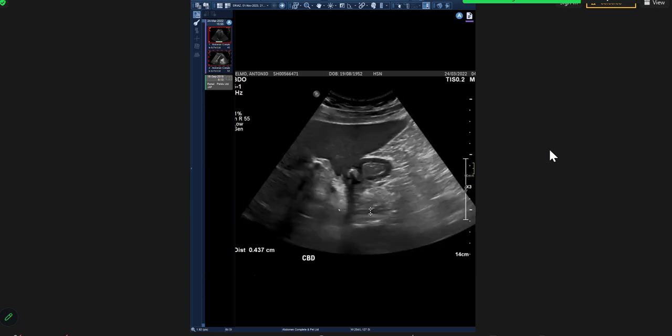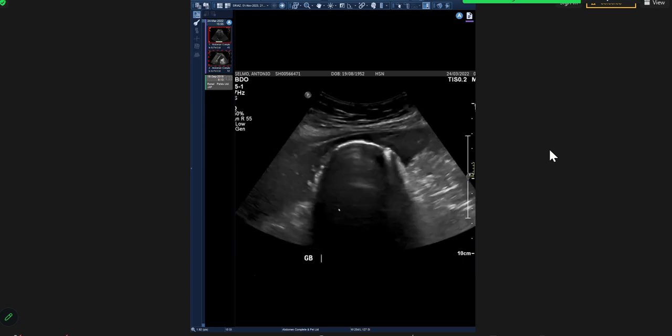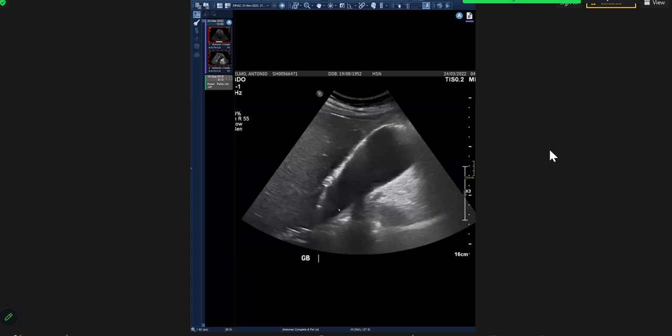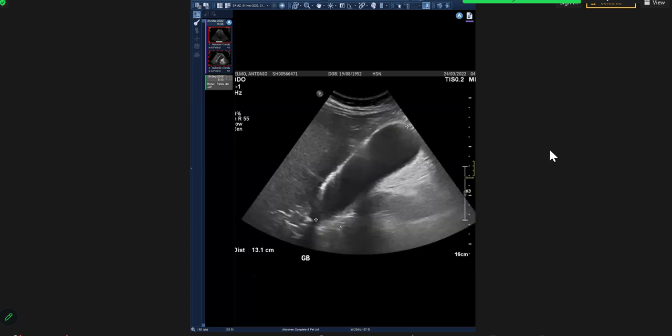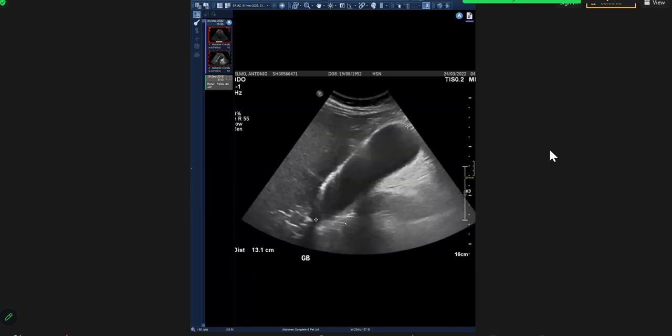Yes, a few echogenic foci are also noted in its wall, and they are causing posterior acoustic shading. So I'm suspecting this is air in the gallbladder wall. Moreover, I can appreciate a subtle hypodensity noted in the adjacent gallbladder fossa, in the adjacent liver.